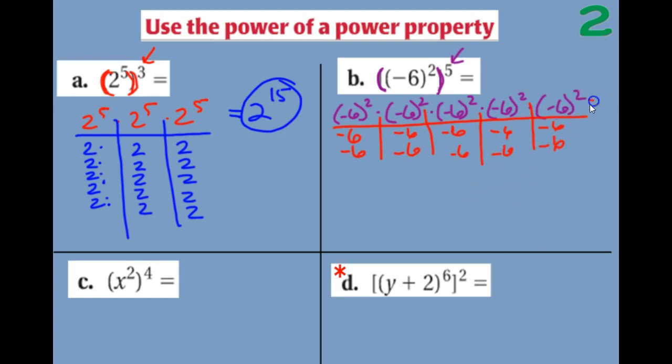So total, I have a negative 6. How many times? Well, 1, 2, 3, 4, 5, 6, 7, 8, 9, 10 times. So my answer is negative 6 to the power of 10.